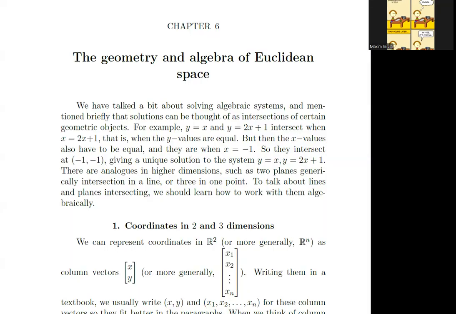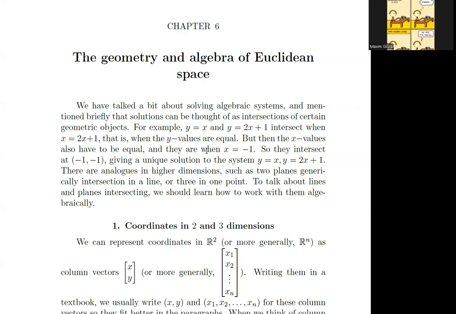We have a lot of material today, the geometry and algebra of Euclidean space. So we talked a bit about solving algebraic systems and mentioned briefly that solutions can be thought of as intersections of certain geometric objects. For example, y equals x and y equals 2x plus 1 intersect when x is 2x plus 1, when the y values are equal. And then you have to figure out the x values.